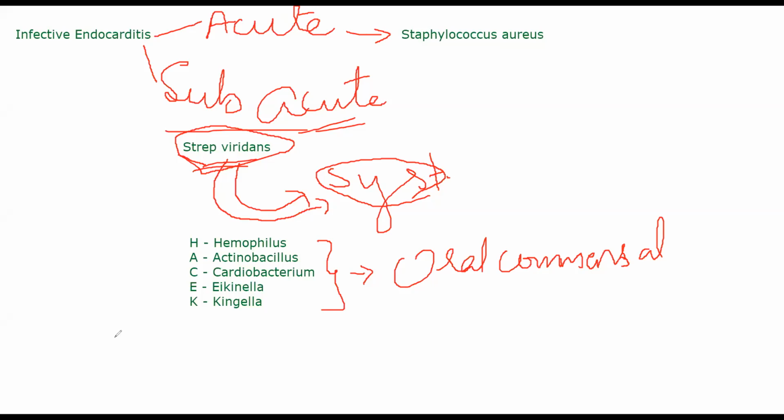Sir, what are oral commensals? Oral commensals are organisms that are normally present in your mouth. Like your intestinal flora, in your intestines you have bacteria that help in digestion. The same way in your mouth as well, there are several bacteria present. They are commensals. They will not cause damage to you.